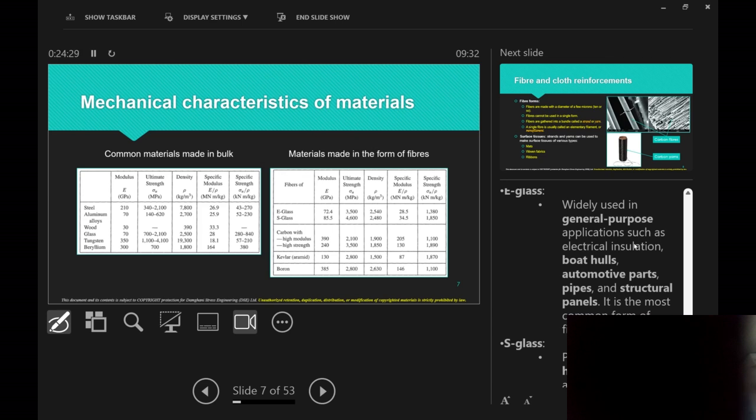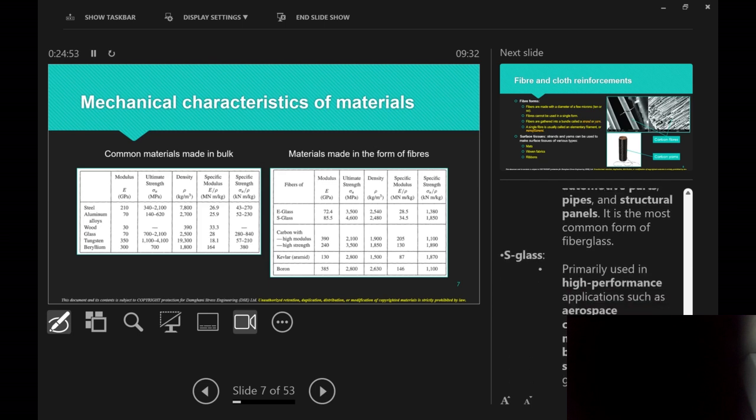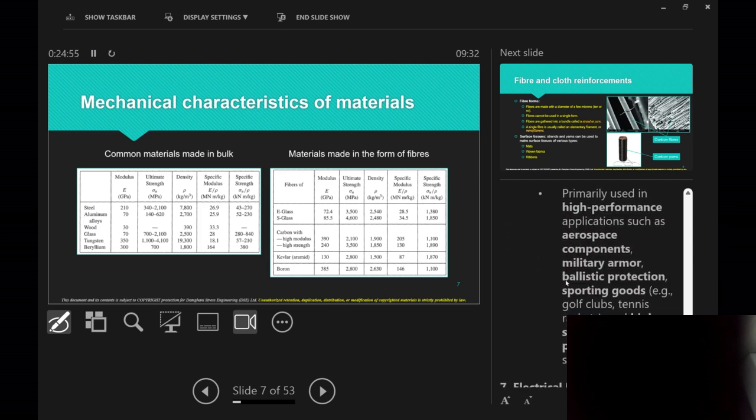Applications: E-glass is used for stovetops and glass stovetops. So e-glass, as I said, is general purpose. Bolt holes, pipes, structural components, they use e-glass. But S-glass is structural, so we use it for high-performing structures such as aerospace components and defense armor, because it's stronger and lighter.